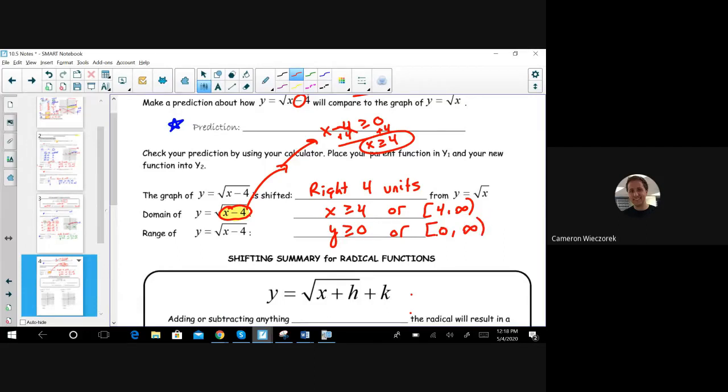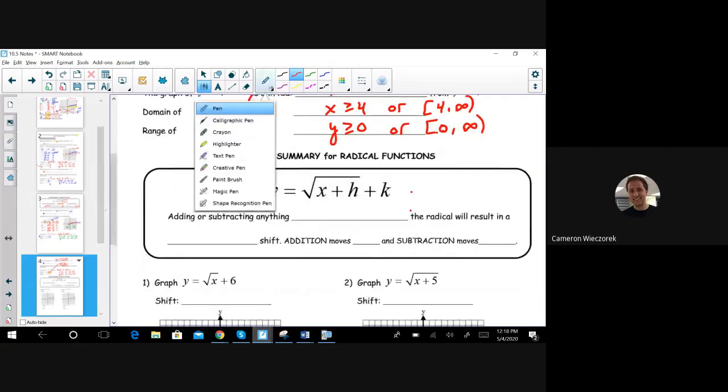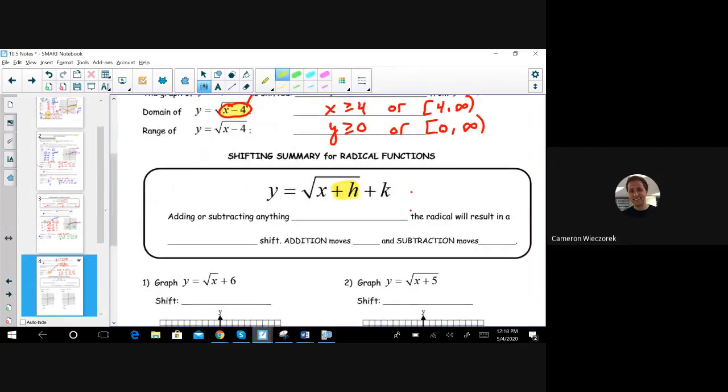So 0 to infinity. Let's just summarize that. Now we're looking at this plus h underneath. Adding or subtracting anything inside the radical moves things left and right. It's a horizontal shift. Remember, horizontal just means left and right motion. And the biggest part here, I'm going to put a separate box around this.